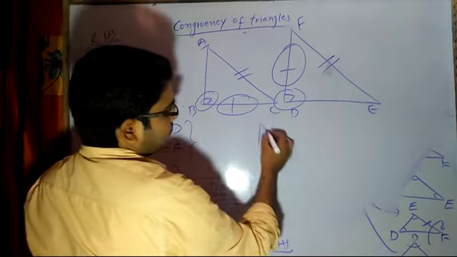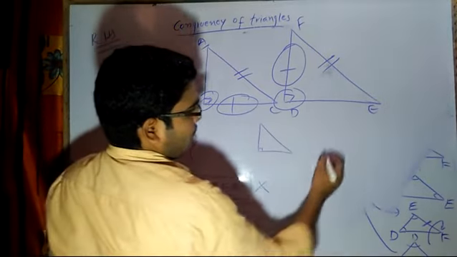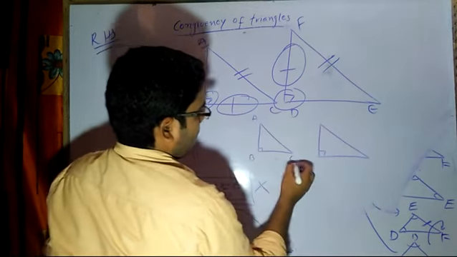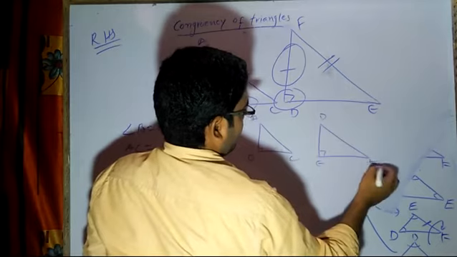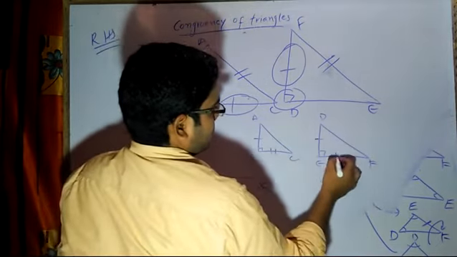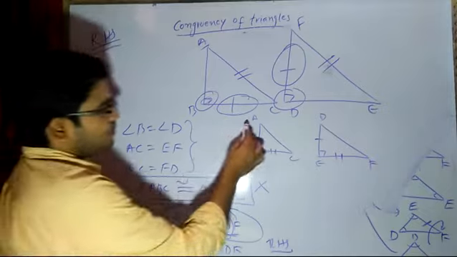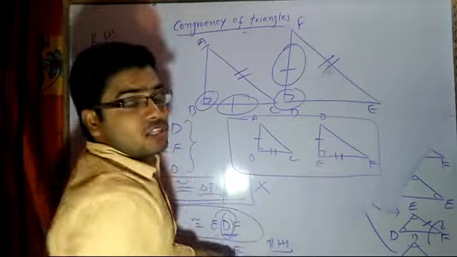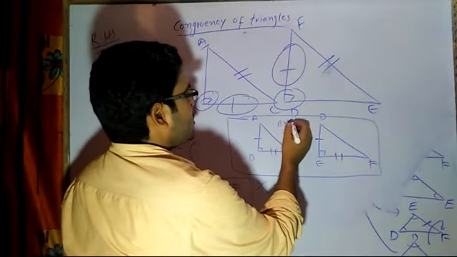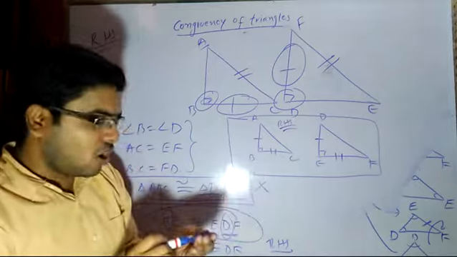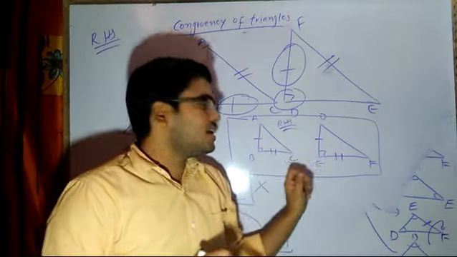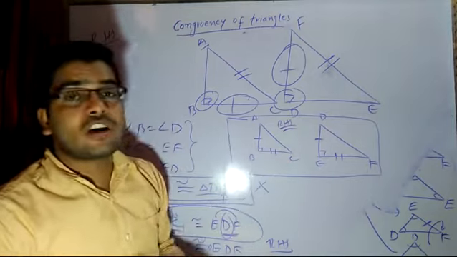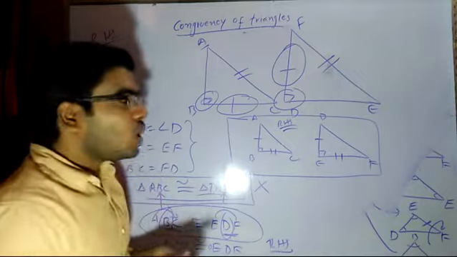Now if I have this, my question is, can I say these two triangles are congruent based upon RHS? Can I say that these two triangles are congruent? Since one is 90 degrees, another is 90 degrees, and these two sides are given. So can I say? No, we cannot say here that these two triangles are congruent by the RHS criteria.